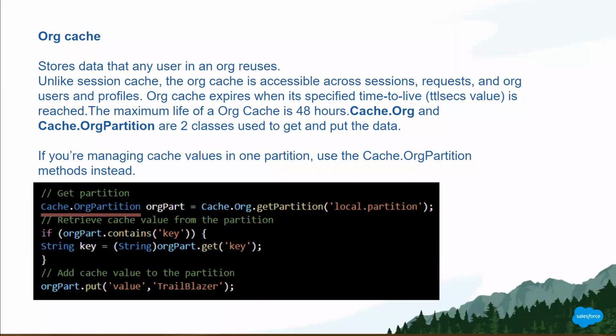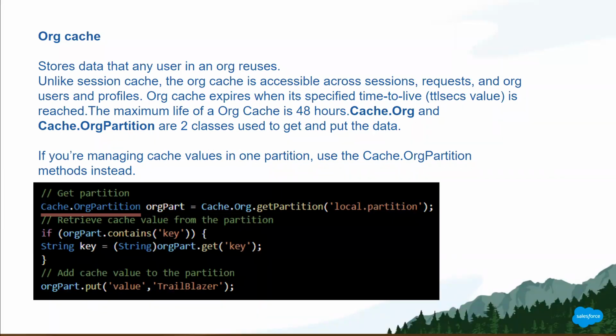The good thing about Cache.SessionPartition and session cache is that it checks for that particular user itself. We need not find or catch the session ID of that user and mention it. This is inbuilt by session cache in Salesforce, so no need to worry about that. In org cache, the time to live for that data is 48 hours. And here we have two classes, Cache.Org and Cache.OrgPartition, to get and put the data.